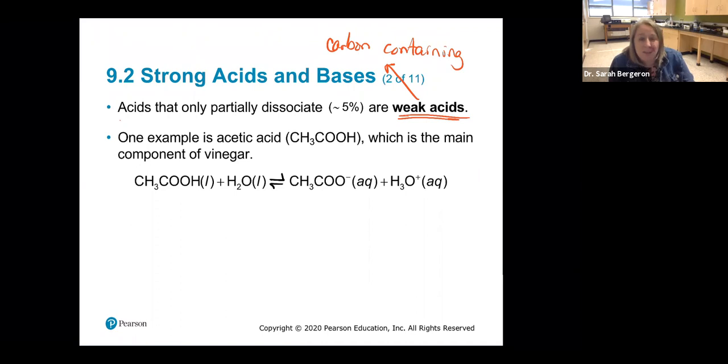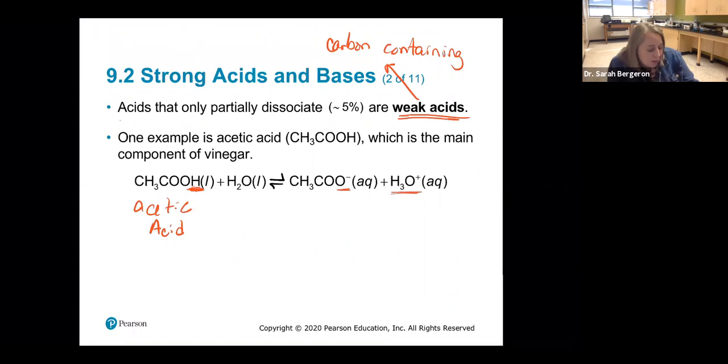So one example is acetic acid, right, which is the main component of vinegar. So in this case, we have our acetic acid. And that acetic acid, if you put it inside of water, is going to turn into an ion, right? So we have lost our hydrogen. We go from having a hydrogen to having no hydrogen and having a negative charge. And where did that hydrogen go? Well, the water picked it up and became positive.